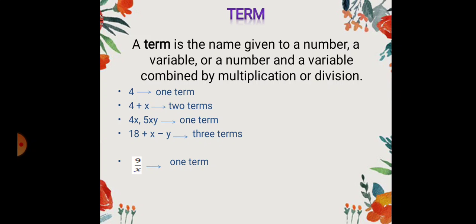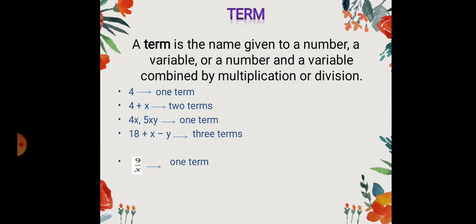If a number and a variable are combined by multiplication or division, we should consider it as one single term. Whereas if a number and a variable are connected by addition or subtraction, it should be considered as separate terms. As you see here, 4 plus x we should consider as two terms, whereas 4x we should consider as one single term. So addition and subtraction separate the terms, whereas multiplication and division do not separate the term.